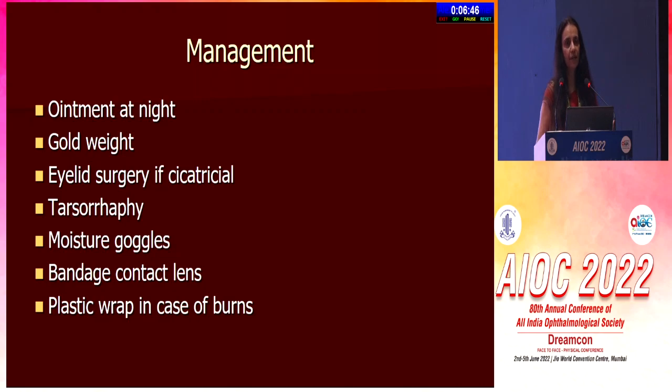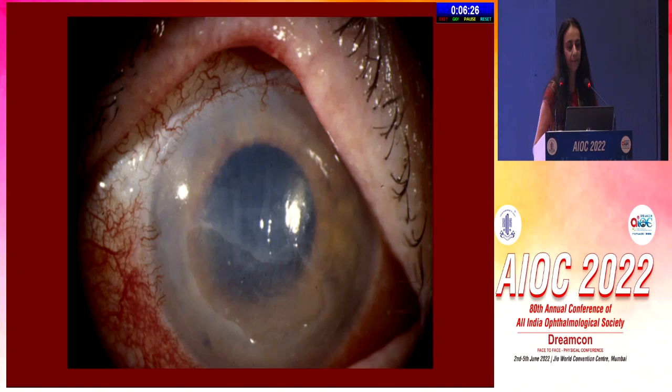Sometimes you can even put a bandage contact lens so that this area doesn't get exposed. And a lot of the patients that we see with these are in the burn unit where they can't close their eyes, but you also don't have anywhere to stick a mask or put goggles on. And you can use the clear wrap that you use for food on their eyes to protect it after you put ointment on the eye.